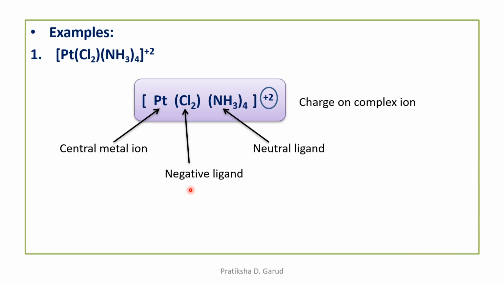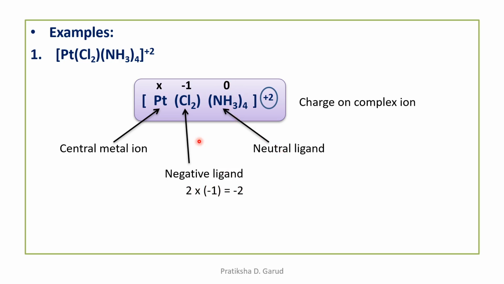Then after getting this information, we should know the oxidation state or the oxidation number of the central metal ion, right? Let us keep this as X. X will be the oxidation number or the oxidation state of the central metal ion. That is what we have to find out. So for this we require the charges on the ligands. Chlorine is the negative ligand which is having a -1 charge, and ammonia is the neutral ligand which is having 0 charge.